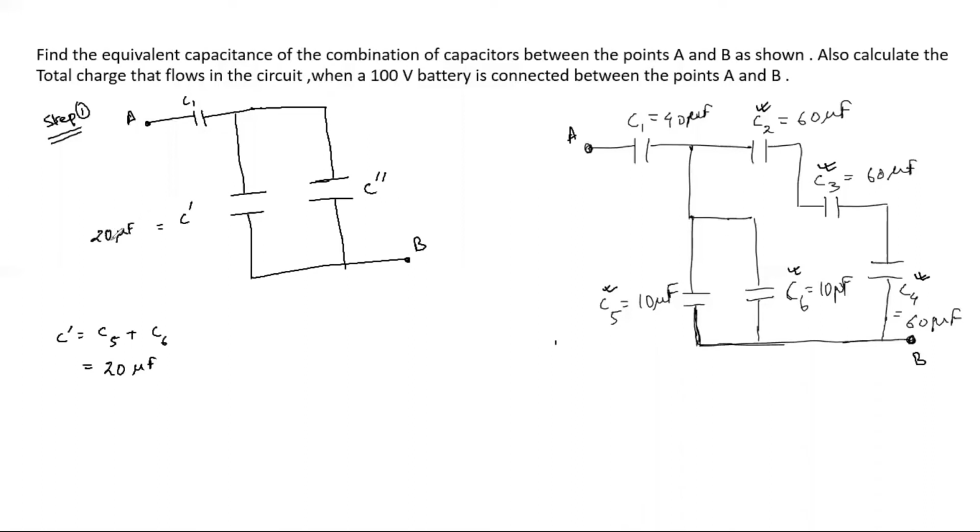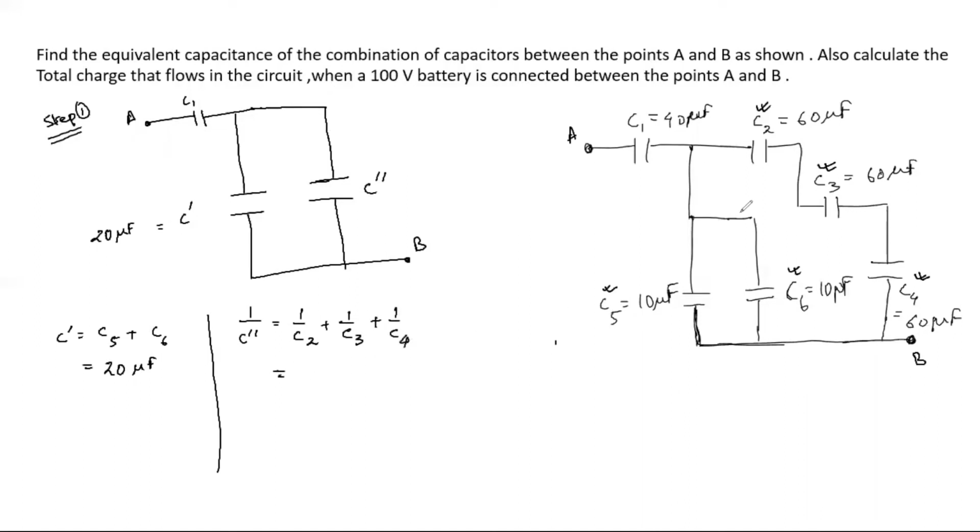Remember, we are just following how these capacitors are arranged in this individual segment of the diagram. And this is how C' is calculated, 20 microfarad. To calculate C'', the equivalent capacitance of these three capacitors which are connected in series, we are going to use the series method, which is 1 by C'' equals 1 by C2 plus 1 by C3 plus 1 by C4.